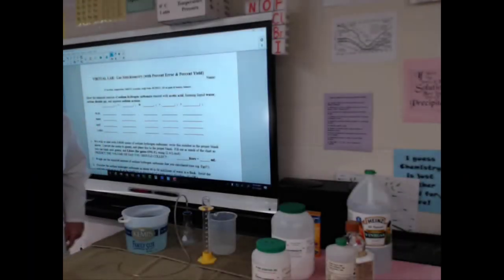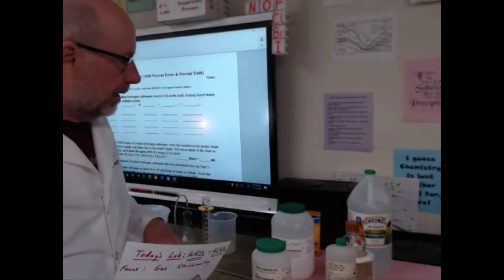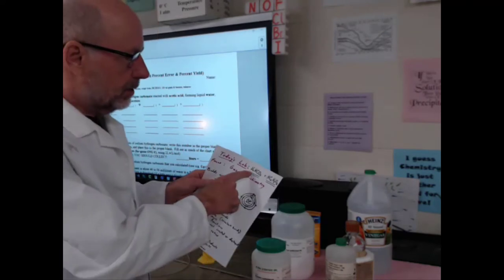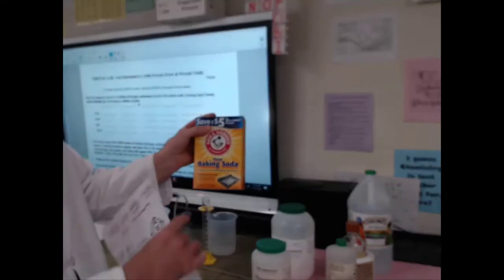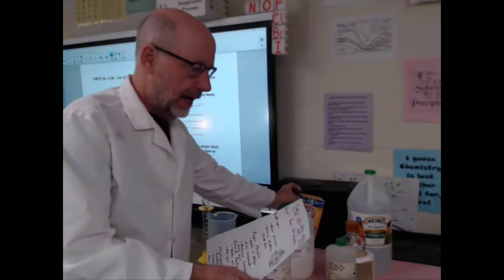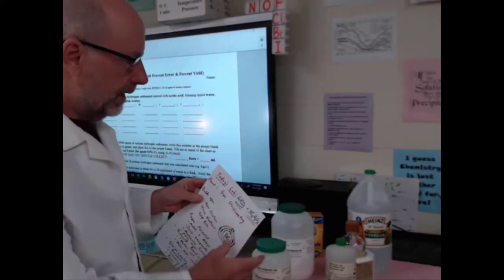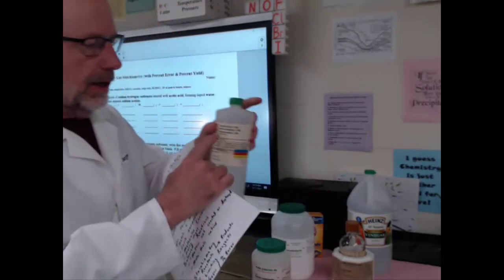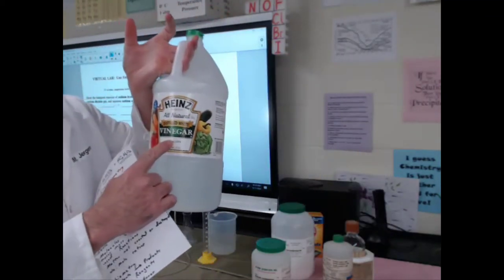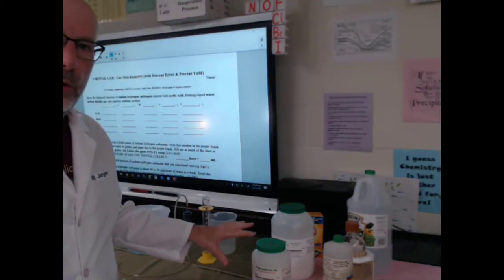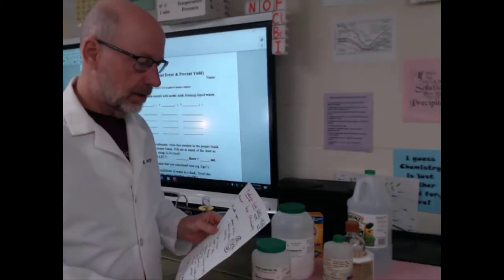Hello everybody. Today we're going to take a look at a lab that involves gases. We're going to take sodium hydrogen carbonate, also known as sodium bicarbonate, which is the same as baking soda, and react it with some acetic acid. Acetic acid might look like this if it comes from the lab, or it might look like this if it comes from the store. We're going to use those two reactants to make some gas.